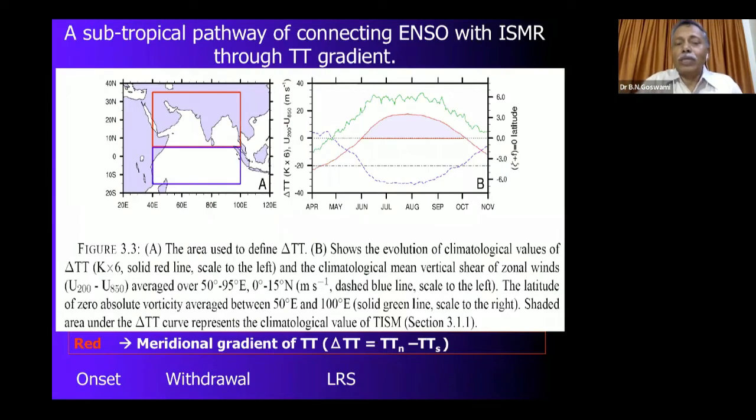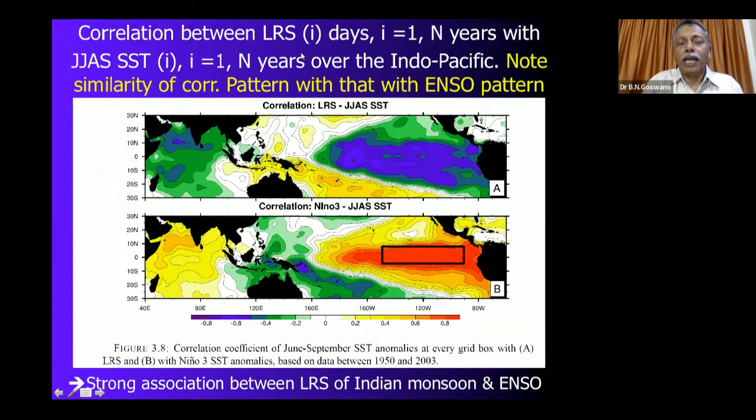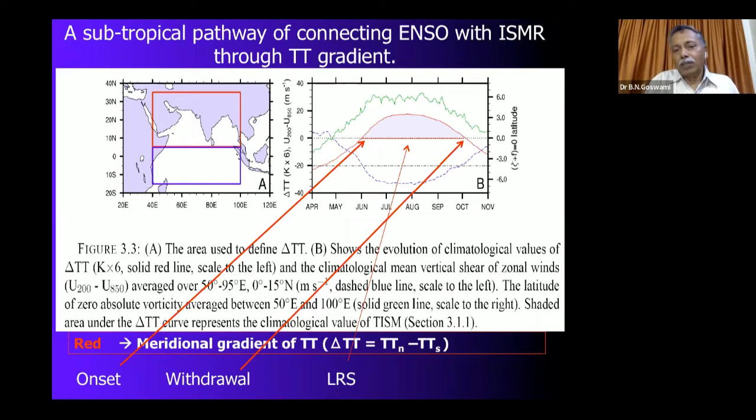There is also a pathway through which they can influence the monsoon through a subtropical or extratropical teleconnection. This happens through the tropospheric temperature gradient, and as you remember, this is our tropospheric temperature gradient, and this gives the onset, withdrawal, and length of the rainy season. Now, how does El Nino connect to the monsoon through this tropospheric temperature gradient? It does so through the length of the rainy season. For every year, I have a length of the rainy season. So from the tropospheric temperature gradient, every year I can calculate the length of the rainy season. Sometimes it becomes longer, sometimes shorter.